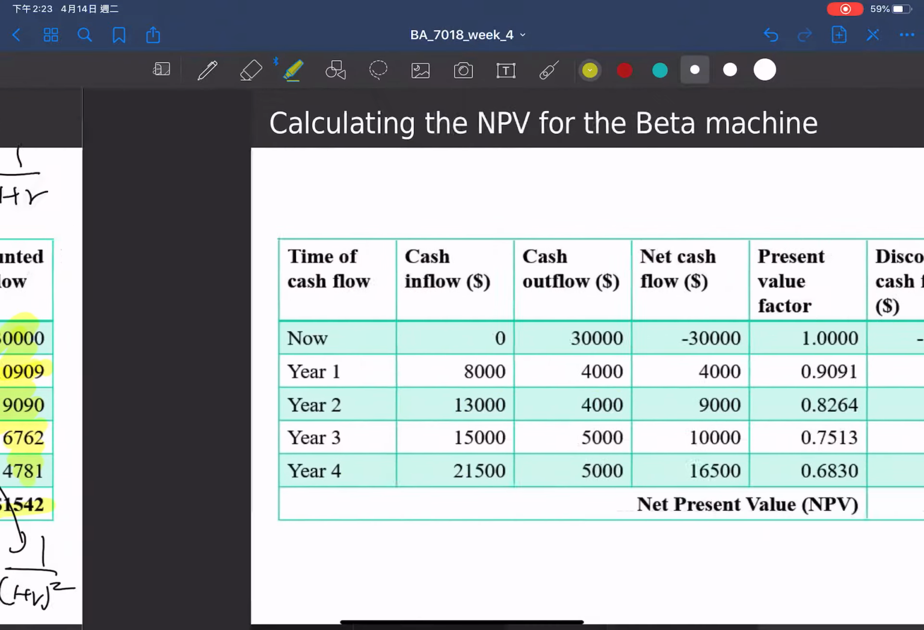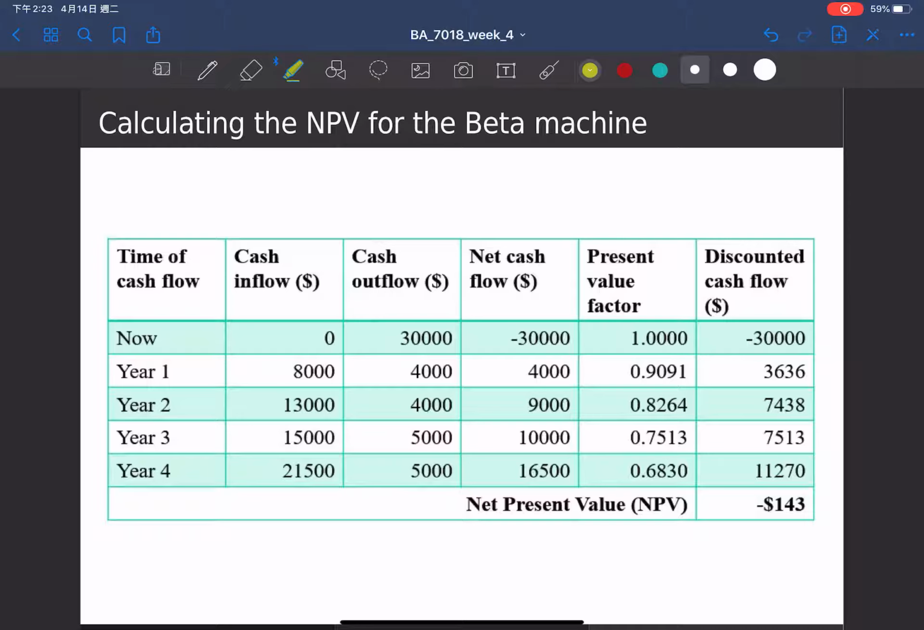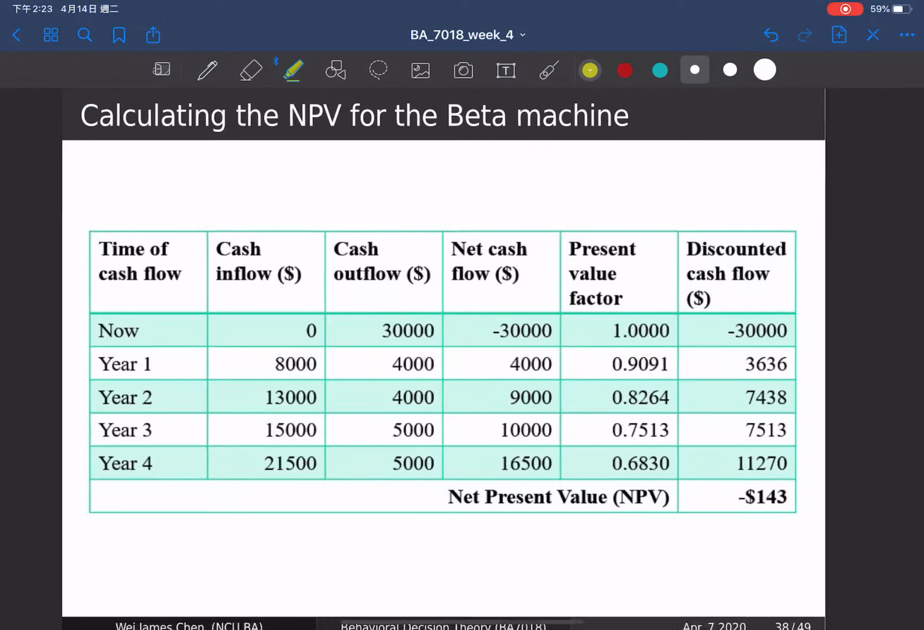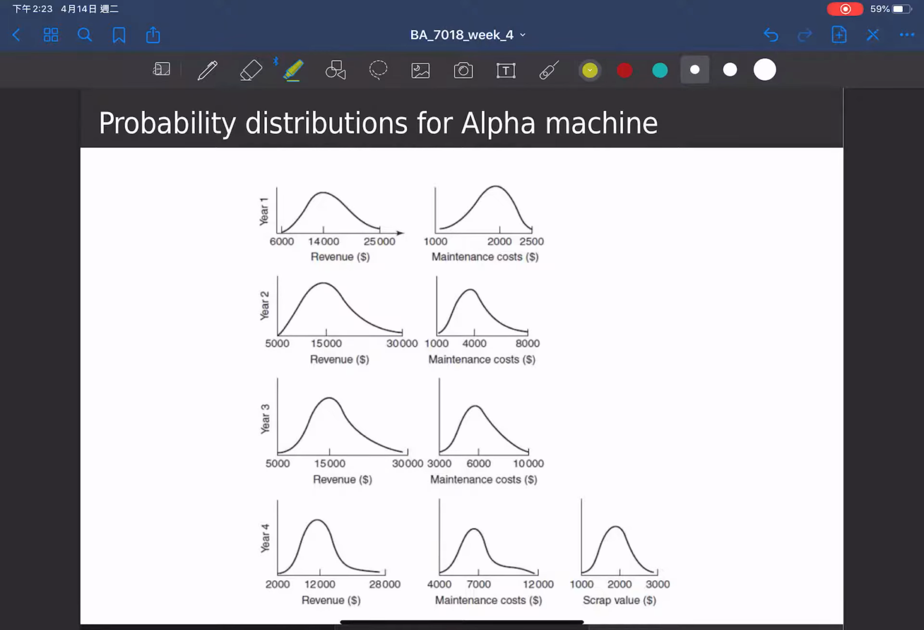Okay. And this is for the beta machine, just a different machine. Okay, the same thing. And suppose now you introduce some randomness or uncertainty. So now you have probability distribution for alpha machine, this is the distribution only for alpha machine actually.